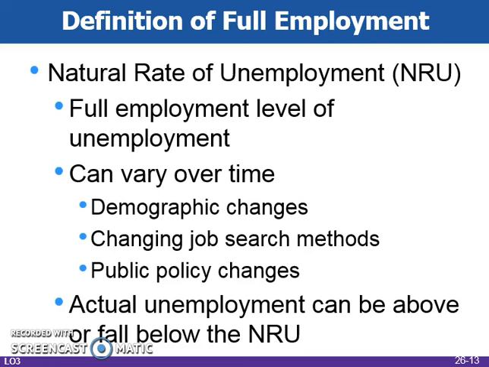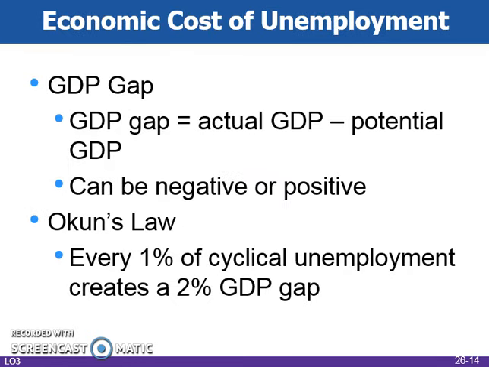The natural rate is achieved when labor markets are in balance. The number of job seekers equals the number of job vacancies. The natural rate of unemployment is not fixed, but depends on the demographic makeup of the labor force and the laws and customs of the nation. So what is the economic cost of unemployment? The GDP gap is the difference between potential and actual GDP, where potential GDP reflects the level of GDP associated with the natural rate of unemployment.